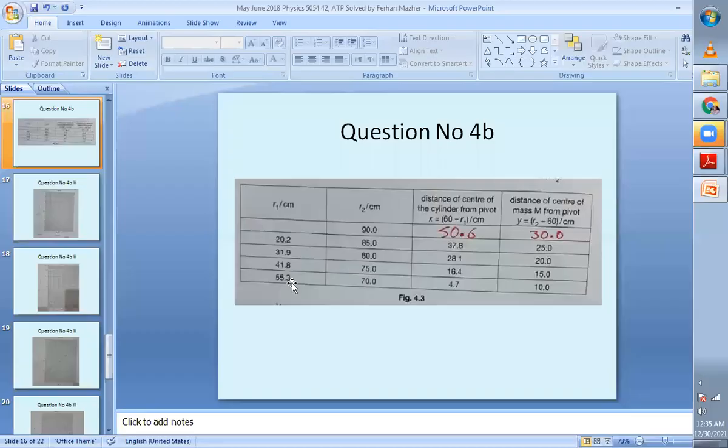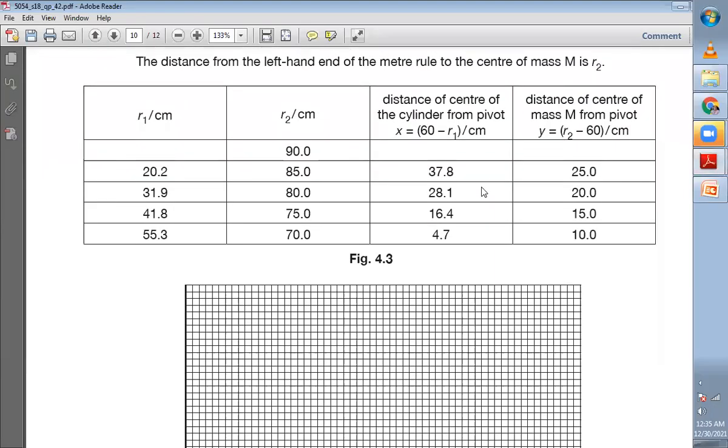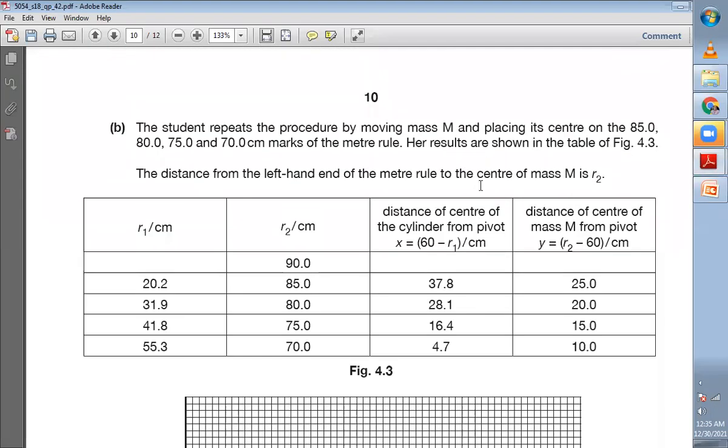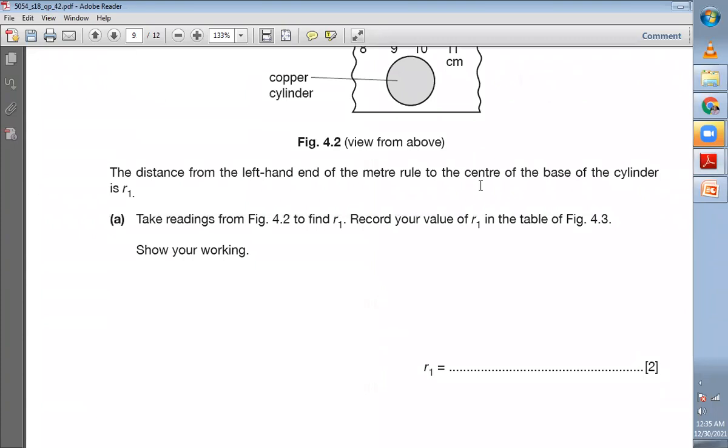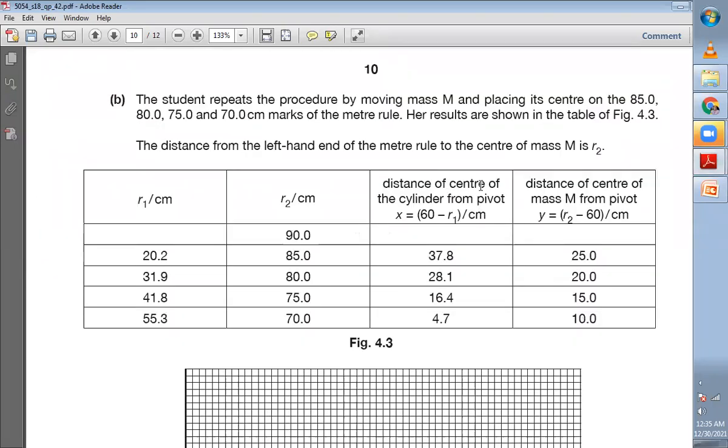Then what do they say? We are done with this part. Now the B part: he says the student repeats the procedure by moving the mass M and placing its center on the 85, and then 80, then 75 and 70 centimeter marks of the meter rule. Her results are shown in the table of the figure.